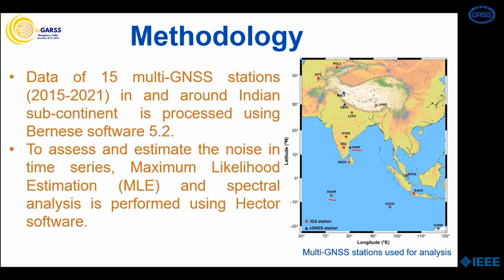Bernese is software designed by the University of Bern, Switzerland. To process and estimate the noise in the time series, maximum likelihood estimation and spectral analysis are performed using the Hector software. Maximum likelihood is used to estimate the noise components and measure the amplitudes of noise present, by considering the annual seasonal signal in the time series. Hector software is used to determine MLE, PSD, noise amplitudes, and velocity uncertainties. It is C++ language Unix-based software which supports maximum likelihood estimation and spectrum analysis.